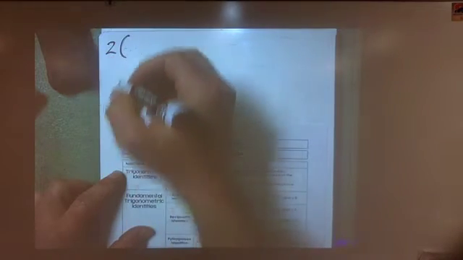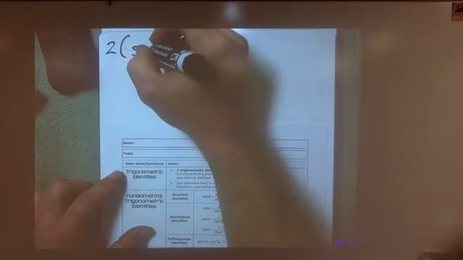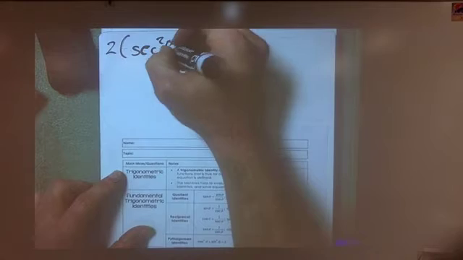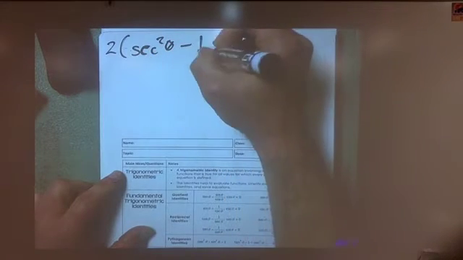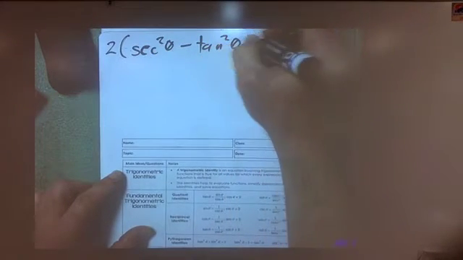So both of these two problems have reduced down to just one trigonometric function so far. So that's been some pretty good reduction. Let's see about this next one. Now it's starting to get a little crazy here. 2 times secant squared theta plus minus tangent squared theta.